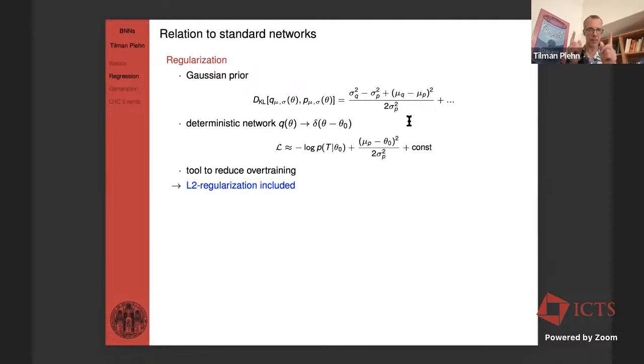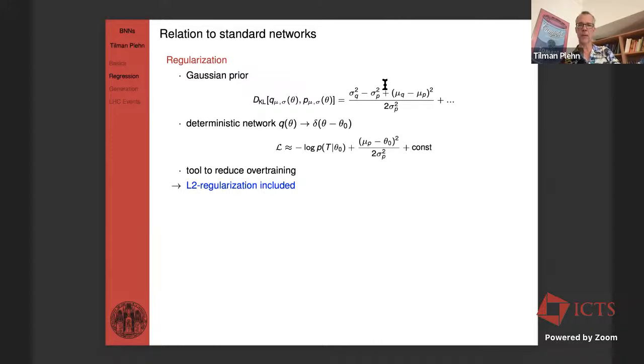And now let's think, what happens if I have a non-Bayesian network, a deterministic network? A deterministic network is a network where all my weight distributions shrink to a delta distribution. So my weight has just one value, that we call theta 0. Now, when you evaluate this formula here in the limit of vanishing sigma Q, and then you look at mu, mu Q here is theta 0. That's just my one value that's allowed.